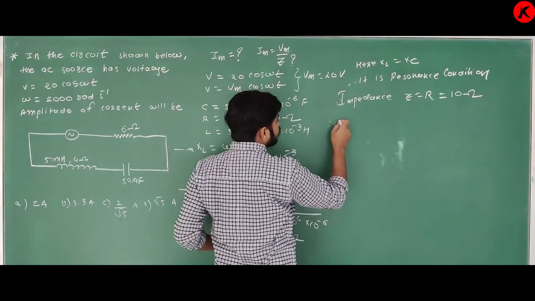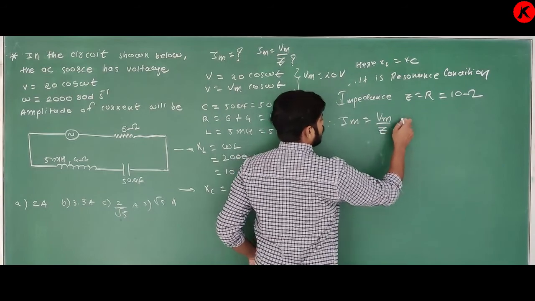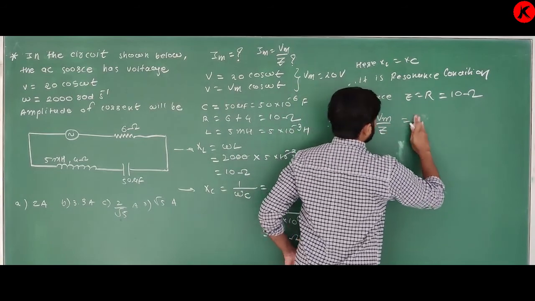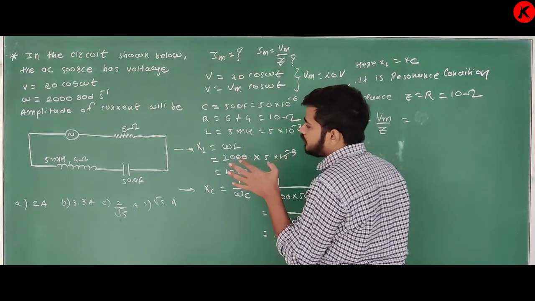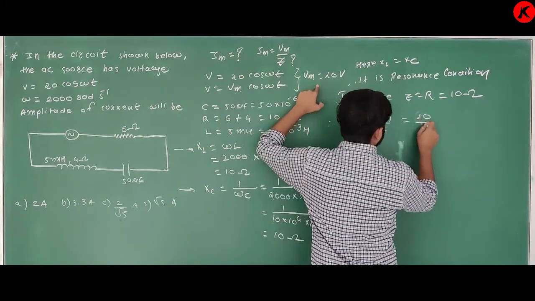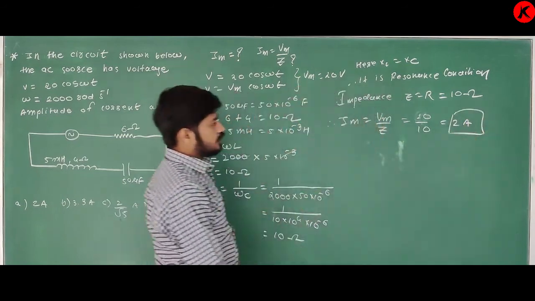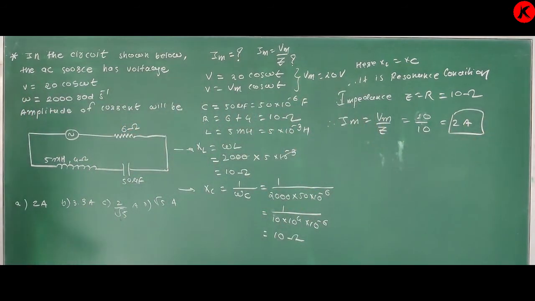Therefore Im is equal to Vm upon Z. What is the value of Vm? Vm is 20. And what is the value of Z? It is 10. So your answer is 2 ampere.